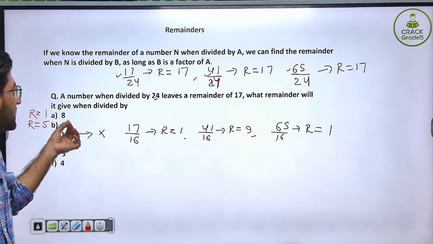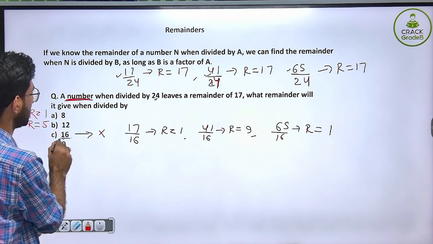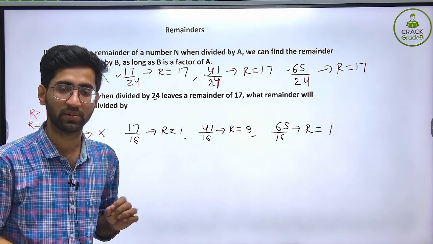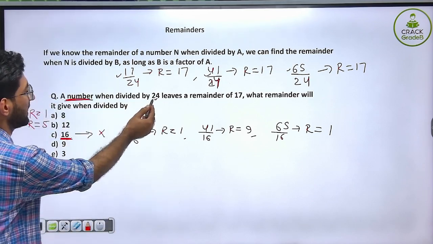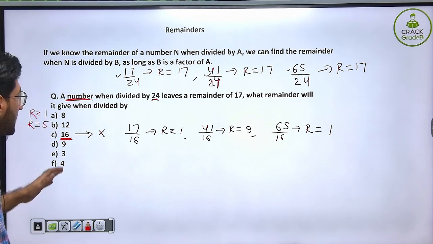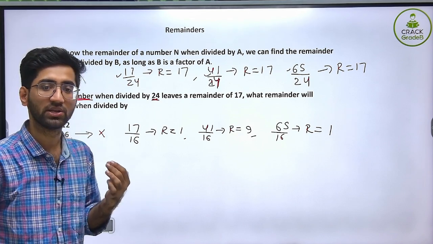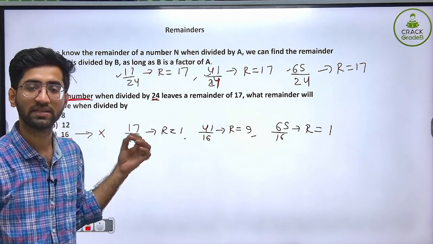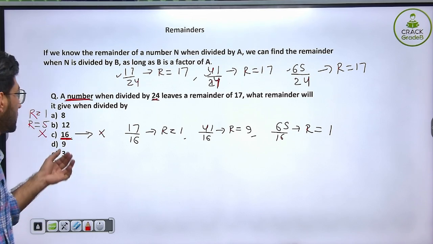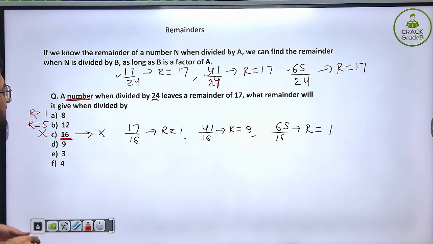So it means that you can't answer what will be the remainder when you divide this number by 16. And why are we not able to answer? The reason is simple. See, 16 is not a factor of 24. What does it mean? You can't answer what will be the remainder when you divide that number by 16. So obviously in option C you can't answer.